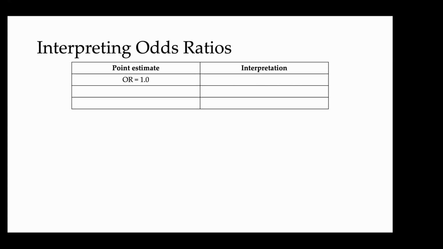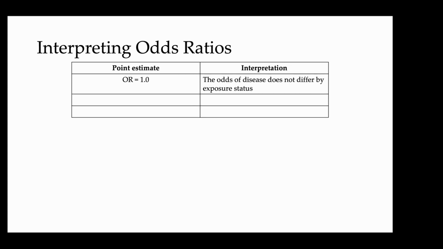So it's important to know how to calculate our odds ratio, but it's more important to understand what this is actually telling us. Keep in mind, this is a ratio, so it's two numbers that go into this. When our odds ratio is equal to 1, that means what's in our numerator is similar to what's in our denominator. So the odds of disease won't differ by exposure status.